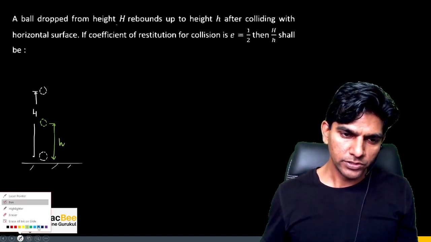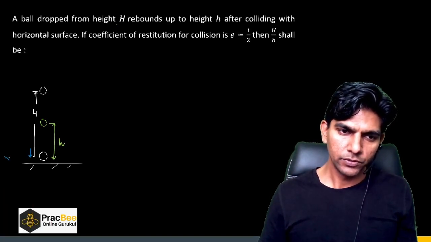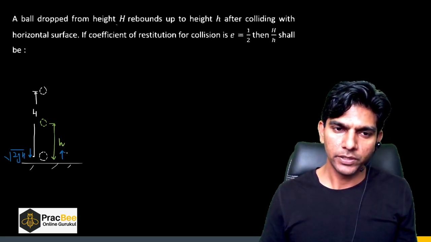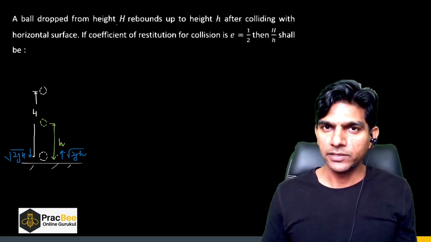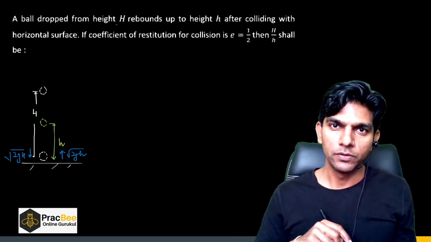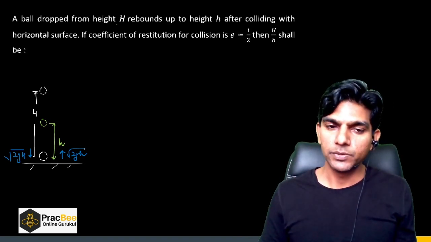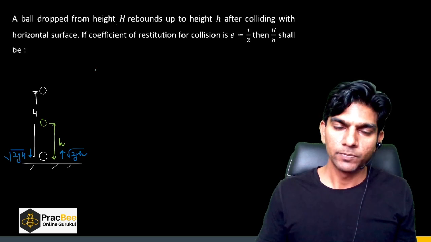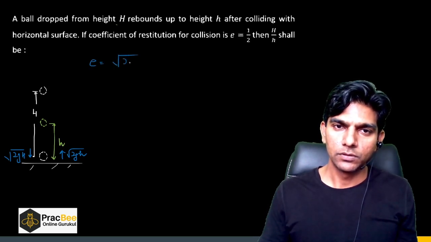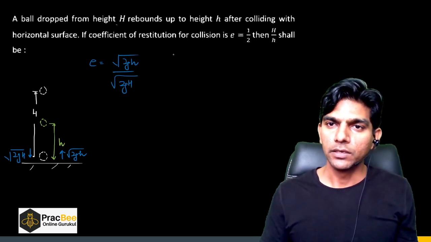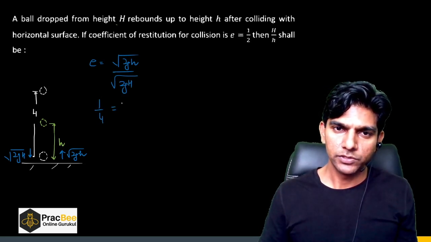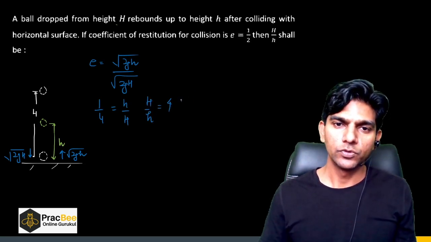So what is the velocity just before collision? So this velocity will be root of 2g capital H, and the velocity just after collision will be root of 2g small h. Now the coefficient of restitution is defined as the ratio of the velocity of separation to the velocity of approach. So here the velocity of separation is root 2g small h. So we can say e will be root 2g small h divided by root 2g capital H. If we square both sides, e is 1 by 2, so we'll get 1 by 4 is equal to h by capital H. So capital H by small h will be 4. So 4 is the answer, right?